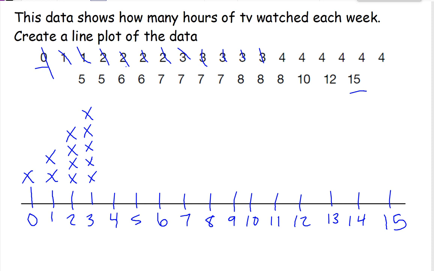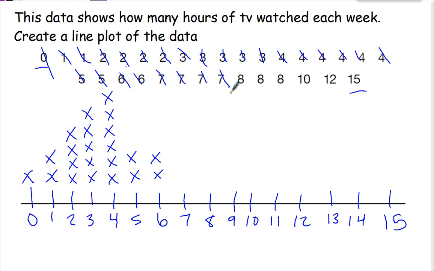1, 2, 3, 4, 5, 6. 1, 2, 3, 4, 5, 6. 2 5s, 2 6s, 4 7s, 3 8s. Now notice there aren't any 9s, so I'm going to skip over 9. There's 1 10, no 11s, 1 12, and 1 15. Okay. And that's how we make a line plot.